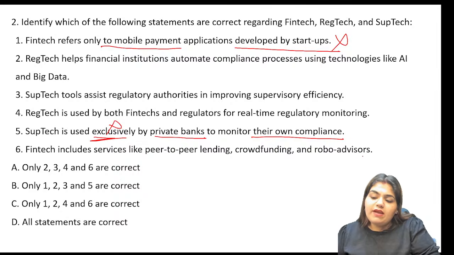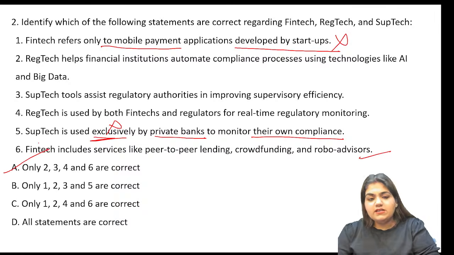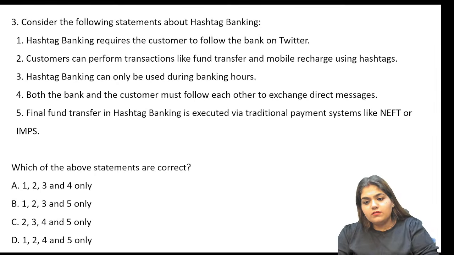Statements number 1 and 5 are incorrect. That will give us 2, 3, 4 and 6 are correct. 2, 3, 4 and 6 are correct. A is the correct answer. Very good, Sushil ji and Sairam ji. Next question. Hashtag banking.